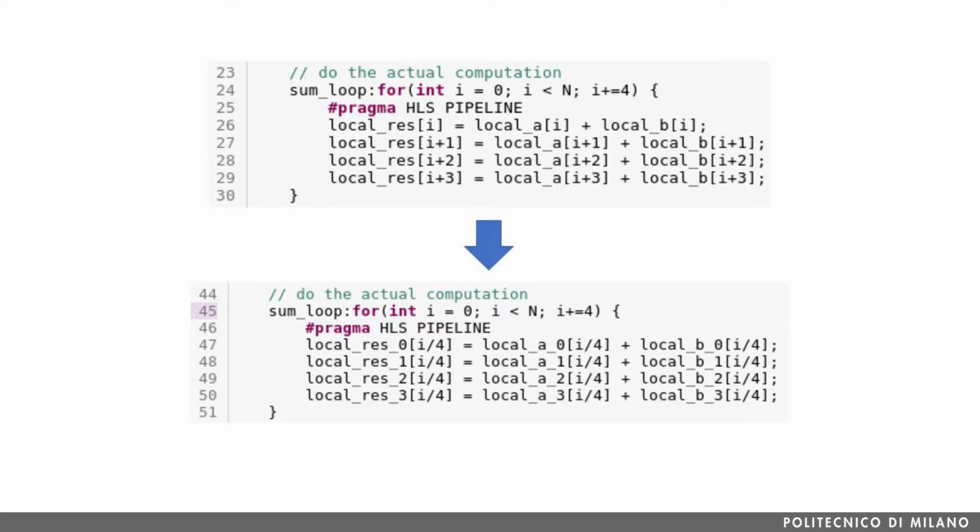As you can see from the code, all the accesses to the original array at address I have been substituted with accesses to the first partition. The accesses to I plus 1 have been substituted by accesses to the second partition, and so on. Notice also that when accessing the elements within the partitions, we also need to divide the value of variable I by 4. Indeed, each partition only contains 1/4 of the elements of the original array.